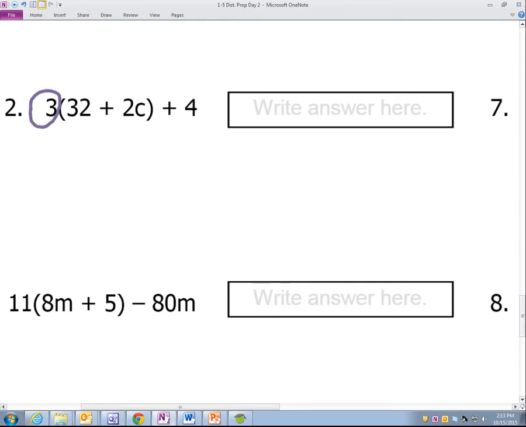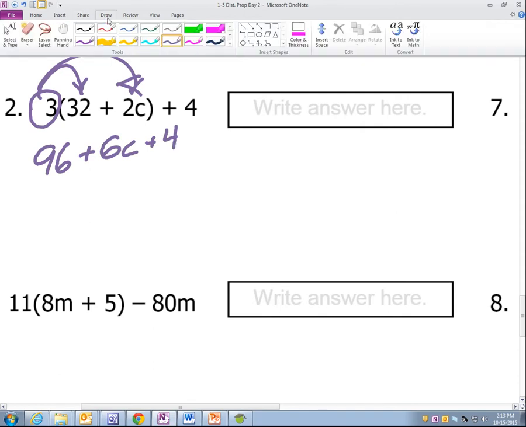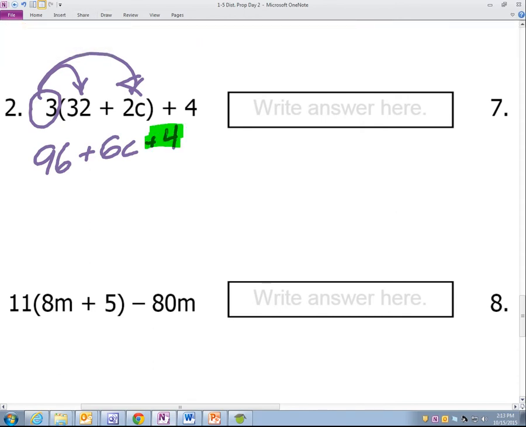First thing I have to do is get rid of the parentheses. I have to distribute that 3 into everything that's inside the parentheses. So I do 3 times 32, which is 96, plus 3 times 2c is 6c. Then I have a plus 4. I have some like terms here. I have my plus 4, and I have my 96.